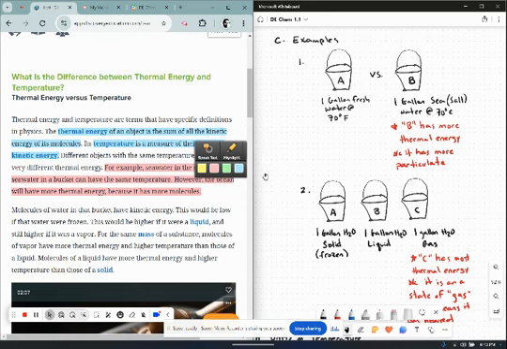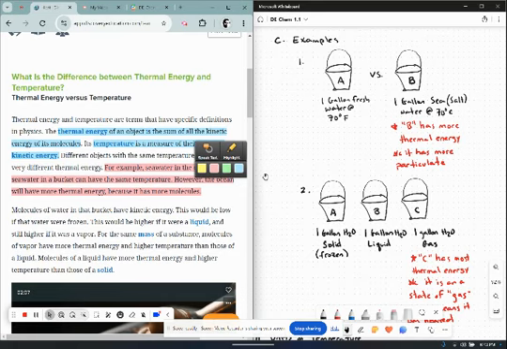Now, which one has more thermal energy? They don't necessarily have the same thermal energy. The salt water, because it has more of what we call particulate, it has more particles in it, has more salts in it, is going to have more thermal energy, simply because it's denser. It has more mass. Okay.